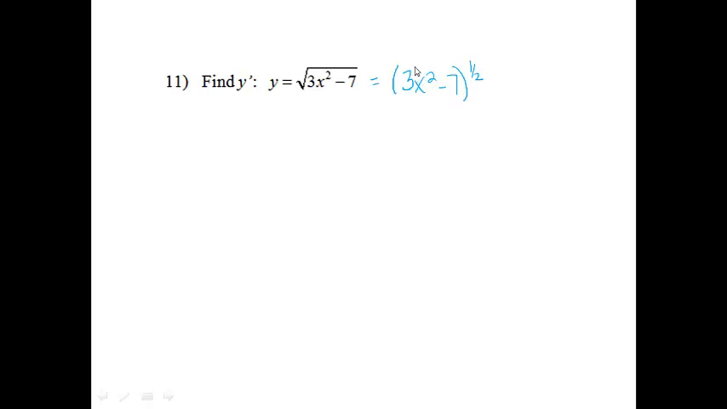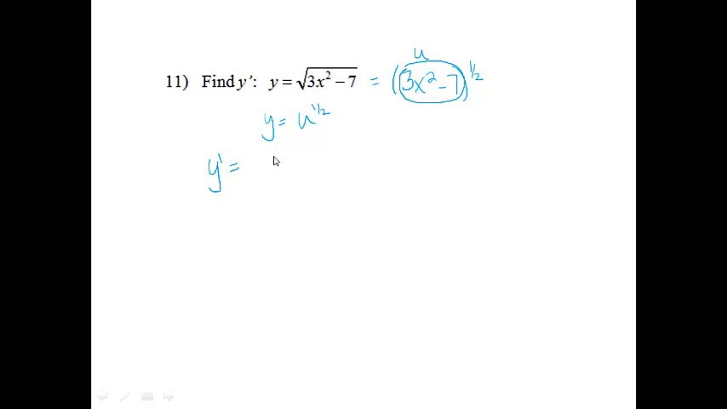I next notice that I have parentheses, so I am going to do a u substitution. So we're going to let what's inside the parentheses be u. So if I rewrite this problem, we'll have y equals u to the 1/2. And I'm using the chain rule, just FYI.